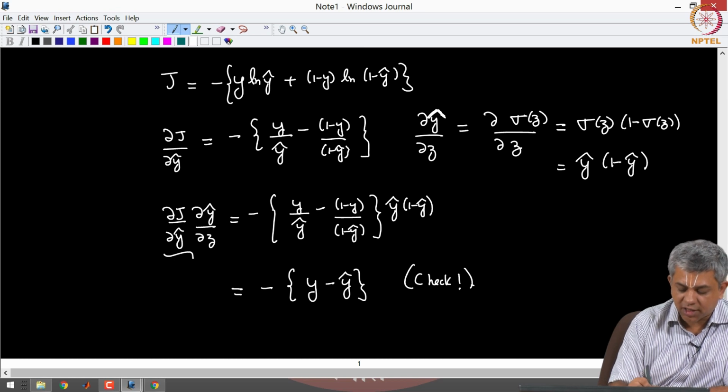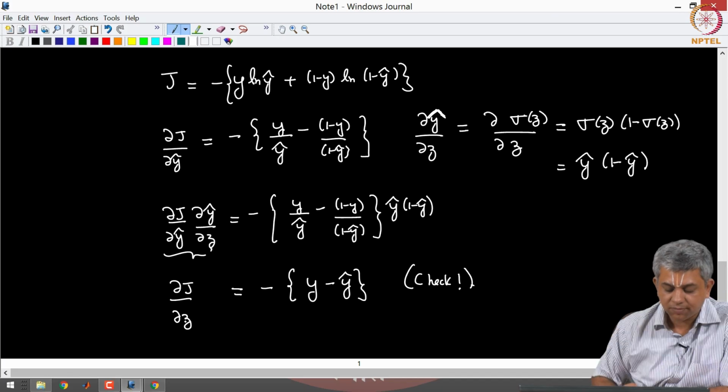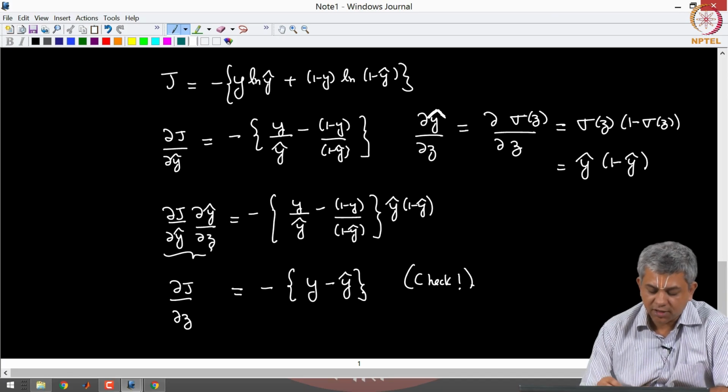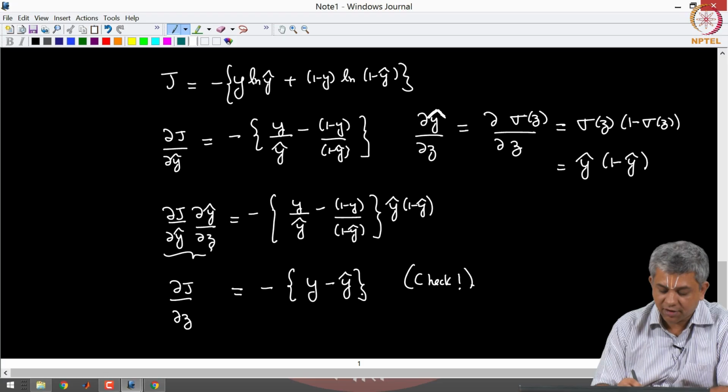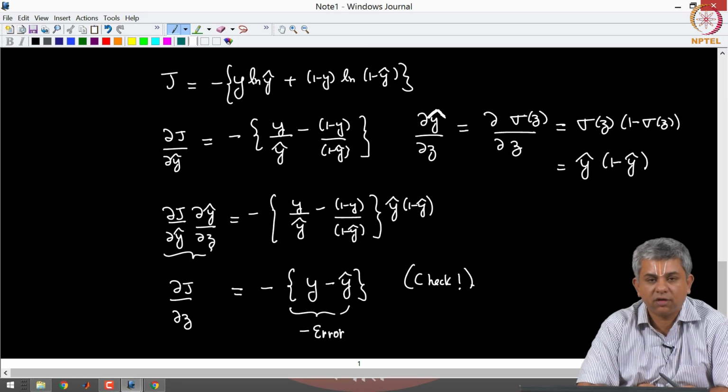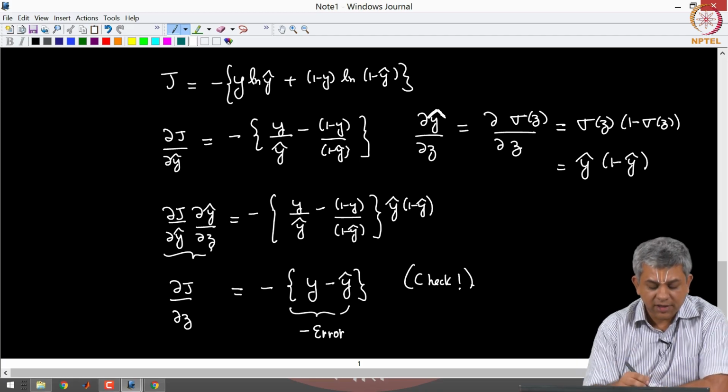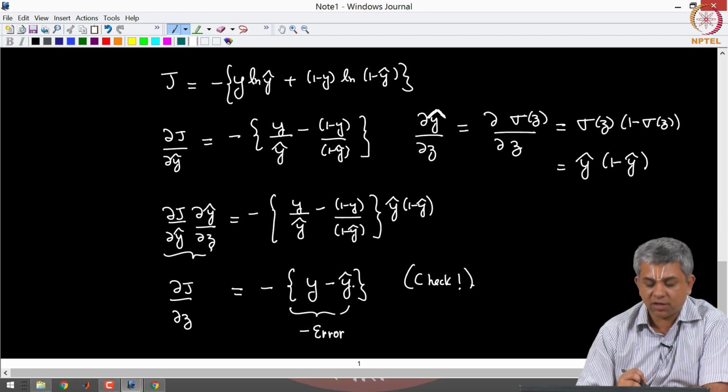So, we can call this expression del J del z by the chain rule. Del J del z is equal to minus (y minus y hat). This is simply the negative of the error. That is, if you made a prediction y hat and the ground truth was y, del J del z is simply minus (y minus y hat).